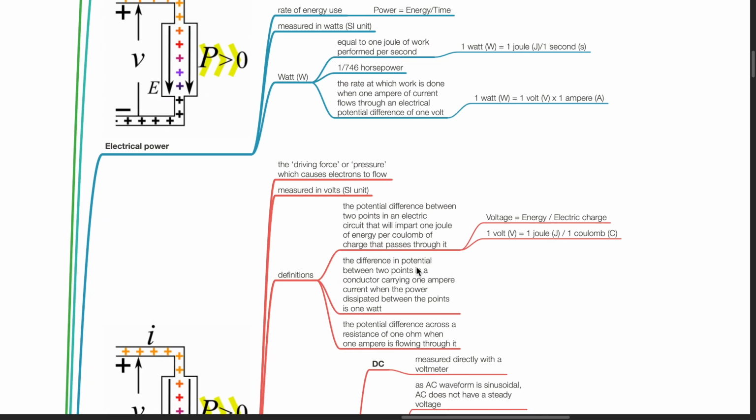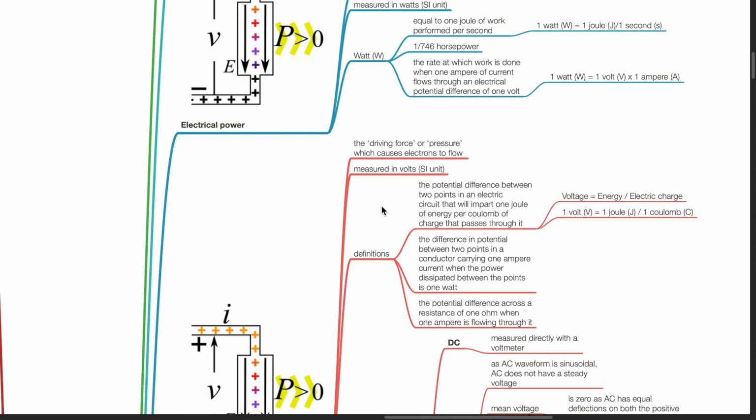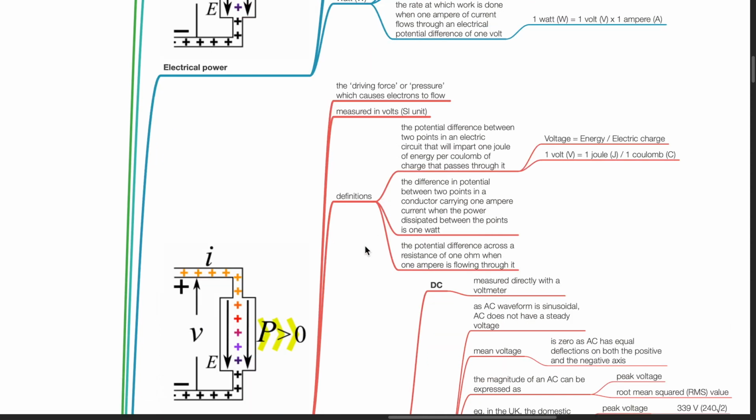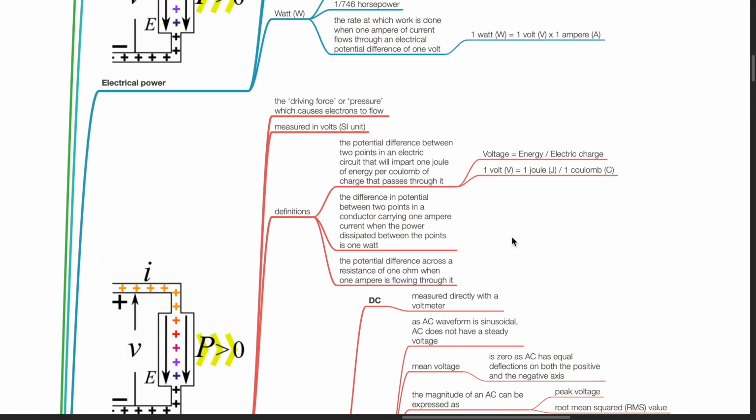Voltage. Voltage is the driving force or pressure which causes electrons to flow. Voltage is measured in volts. Definition of voltage. Voltage is the potential difference between 2 points in an electric circuit that will impart 1 joule of energy per coulomb of charge that passes through it. Voltage equals energy divided by electric charge, or 1 volt equals 1 joule divided by 1 coulomb.